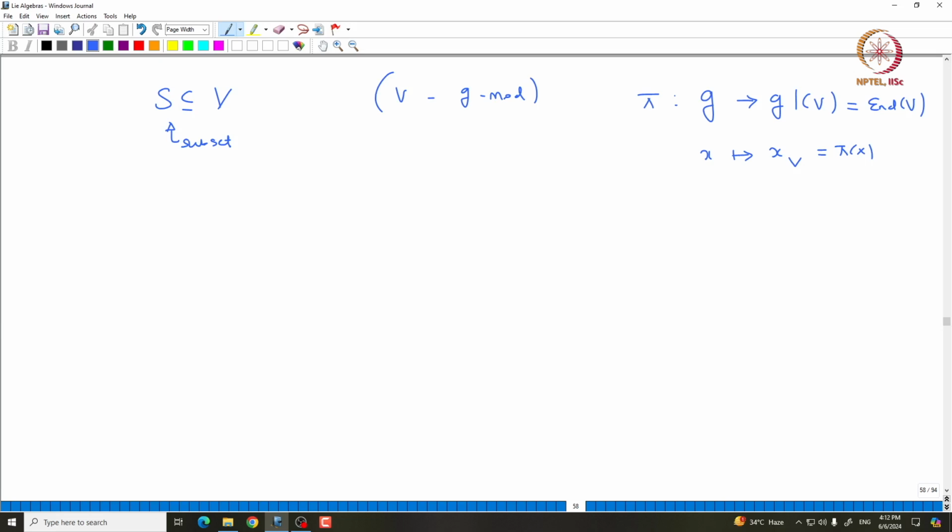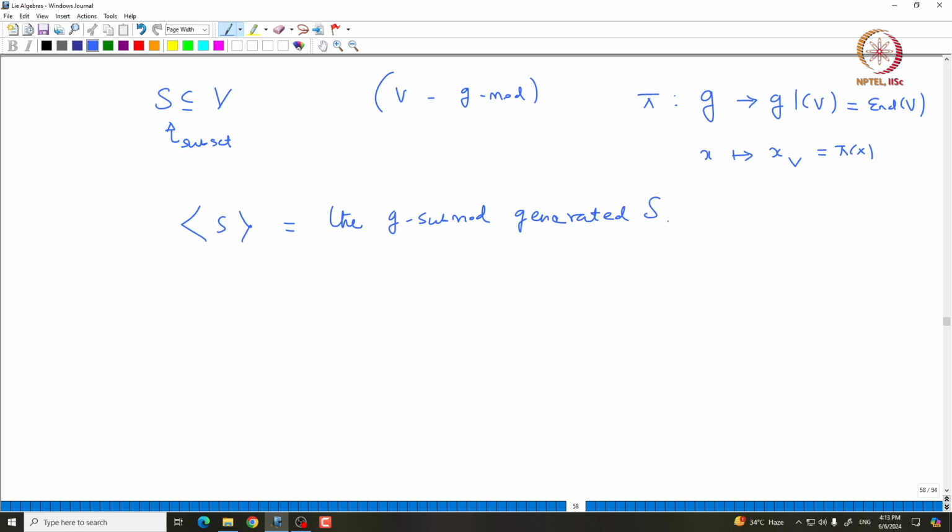Using that, we can make sense of the composition of two elements that come from G. If we take x in G and y in G, then we can talk about x_V composed with y_V inside the endomorphism algebra of V. That makes sense. That means we can allow the product xy inside the endomorphism algebra of V. Now, let us look at the G-submodule generated by capital S. How is it going to look?